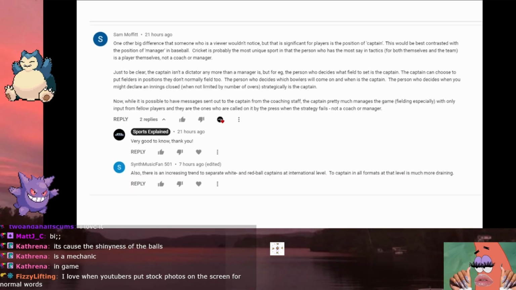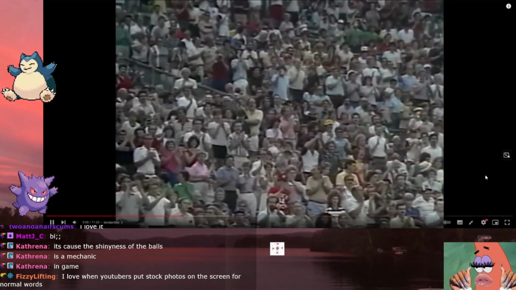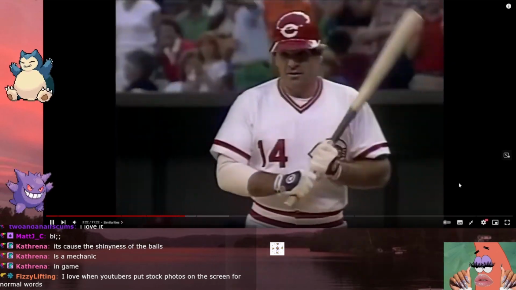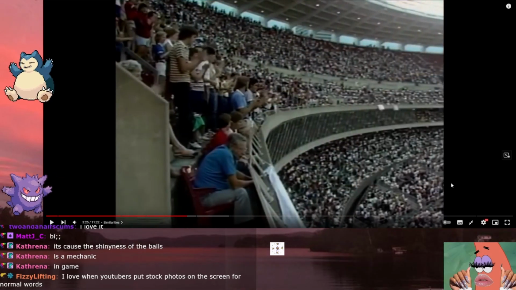Another difference brought up by YouTube user Sam Moffat is that a lot of the decisions that in baseball would be made by the manager in cricket are made by the on-field captain, so someone who's actually playing the game. It's been a long time since Major League Baseball has seen a player manager, and it's pretty rare for on-field players to have the level of influence over this. So the captain doesn't have any influence over selection generally.